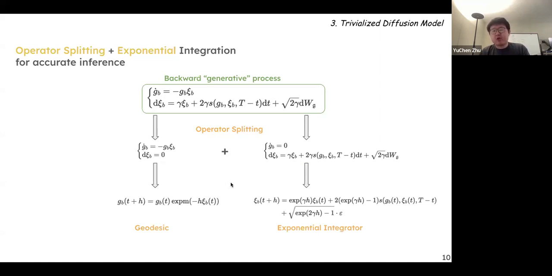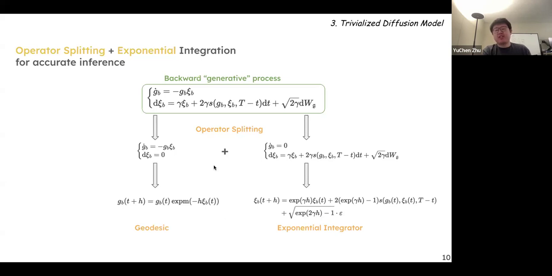And we can apply exponential integrator for both of them. On the left, this means that we're just moving geodesically on the manifold, following the exponential map of the Lie group. On the right, we can adopt an exponential integrator that exactly integrates these linear components, the linear drift and the Brownian motion, while giving additional treatment to the constant nonlinear term S.